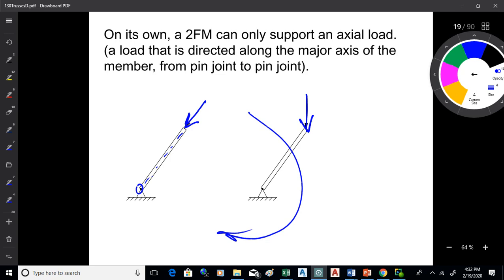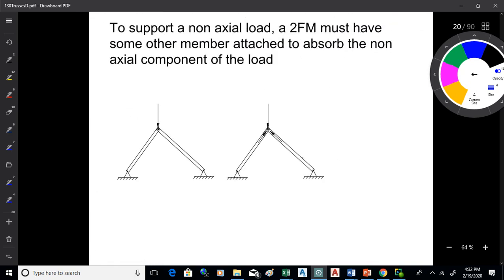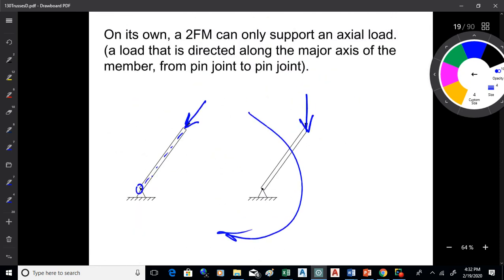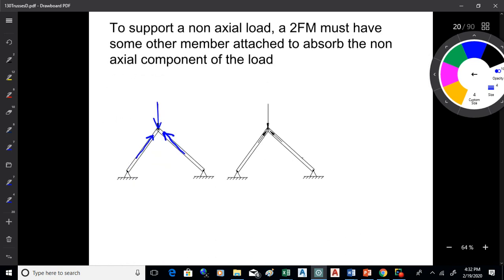Okay. Now, you might say, well, to prevent that, what am I going to do? I'm going to put a second two-force member in there to prevent it from rotating. So now I can support that vertical load. The way I'm doing it is this is pushing up, and that's pushing up, and that joint is in equilibrium. One two-force member can't support a non-collinear load that goes from joint to joint, but two can. So that's why you're building these triangular panels, to get multiple forces coming into those joints and keeping them in equilibrium. That's the idea.